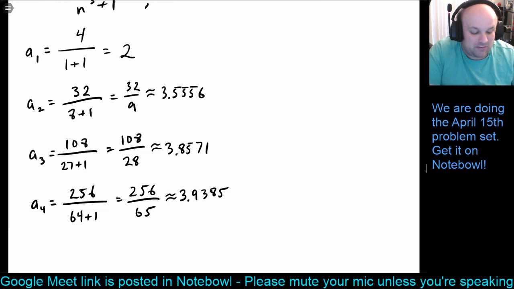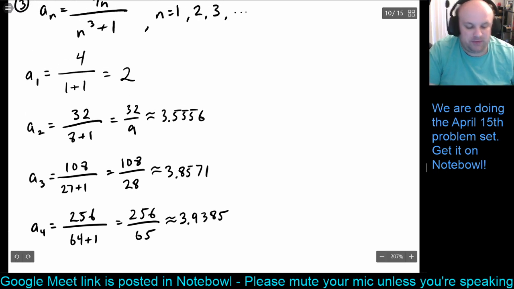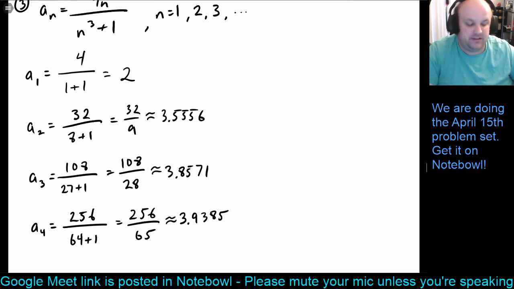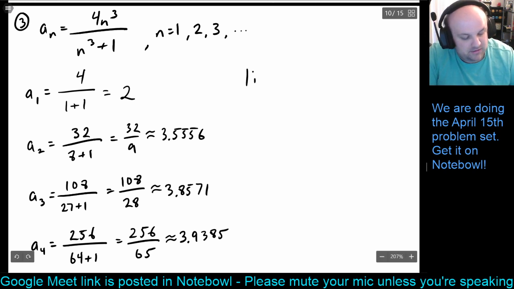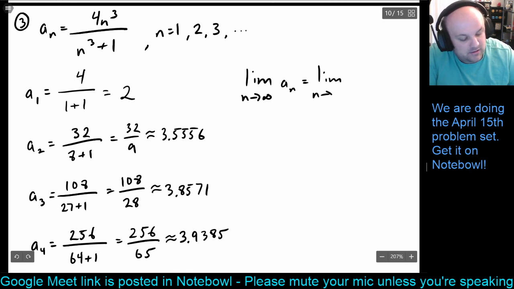The question is, how can we be sure of that? Here we have the first 4 numbers in an infinitely long string of numbers, so that doesn't conclude anything just yet. We'd really need to look at really large values of n, or we can use our knowledge of how limits work. The limit as n goes to infinity of a_n is the limit as n goes to infinity of 4n cubed over n cubed plus 1.